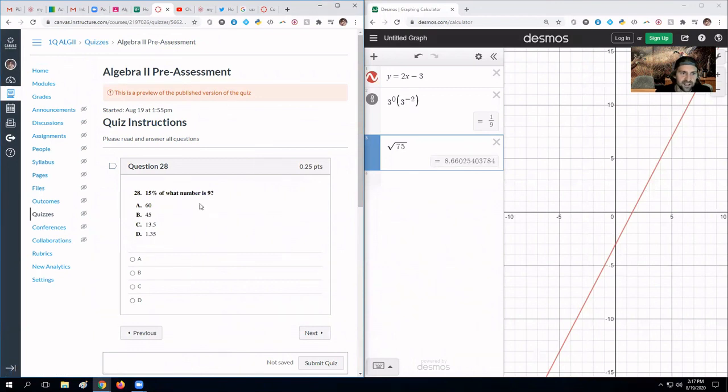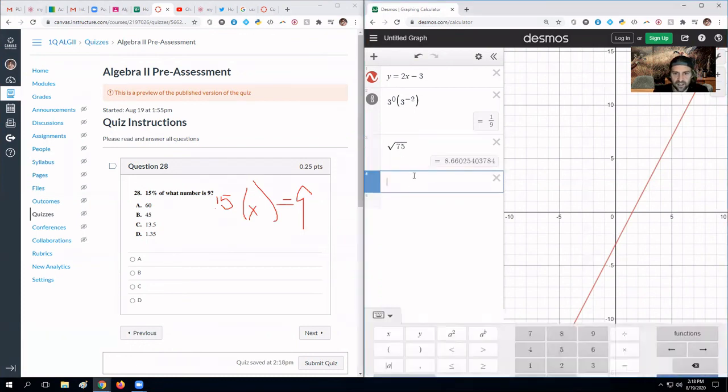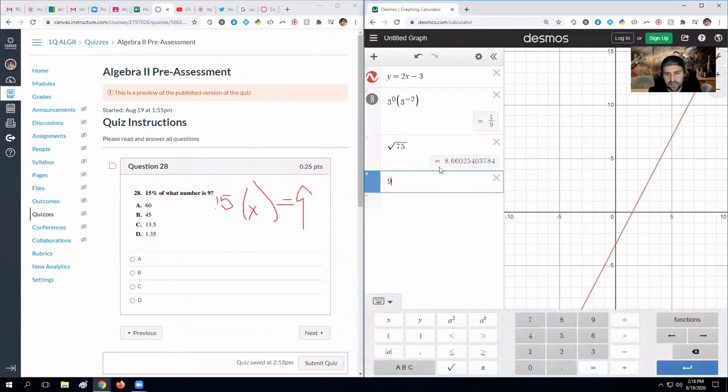15% of what number is 9? Well, make an equation out of the story problem here. So 15% of what number? So 0.15 times x equals 9. So if we want to go ahead and solve this, we need to take 9 and divide it by 0.15. So that would be 60. 15% of 60 is 9. It makes sense when you say it that way.